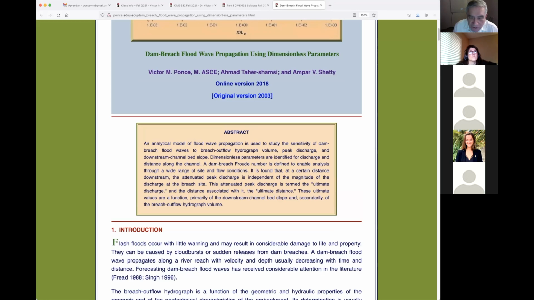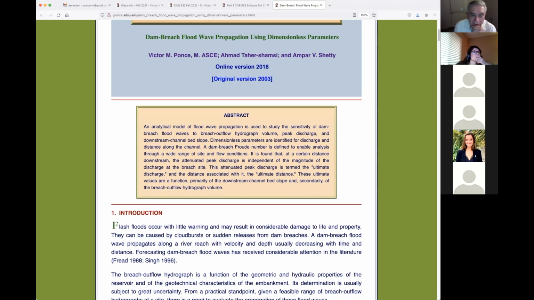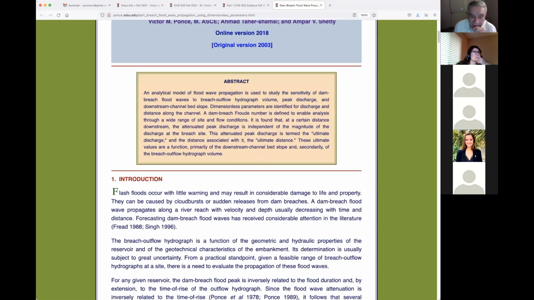Dam breach fruit number is defined to enable analysis of a wide range of site and flood conditions. It is found that at a certain distance downstream, the attenuated peak discharge is independent of the magnitude of the discharge at the breach. How fascinating. And that's exactly the hunch I had, the hunch that had been confirmed by none other than Danny Fred when I visited over East Coast sometime back in the 80s. It was 80s and 90s even.